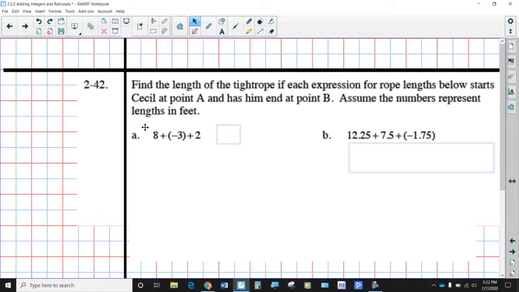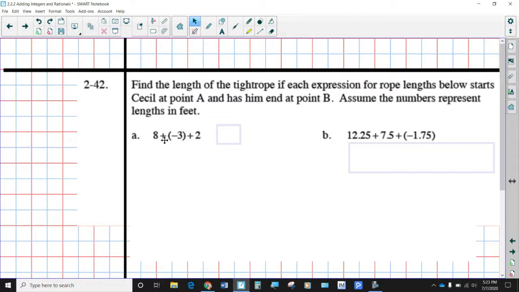Now, if you think of it in terms of Cecil on the tightrope, remember, this is saying his first step is 8 feet, then he goes backward 3 feet, then he goes forward 2 feet. How far did he go completely? So it says assume that the number represents lengths in feet. So your answer is a number of feet. Same thing here, but now we're dealing with some rational numbers, but the concept is still the same. The first step is 12.25 feet, then the next step is 7.5 feet, and then the third one goes backwards 1.75 feet. Okay, so pause it, see if you can figure those out. Try not to use your calculator, see if you can figure it out on your own, maybe even do it mentally.